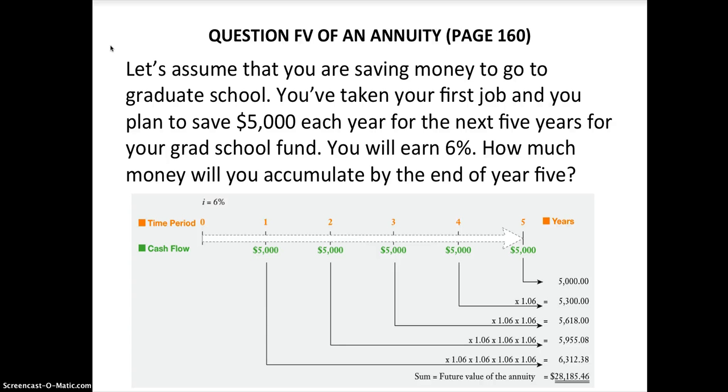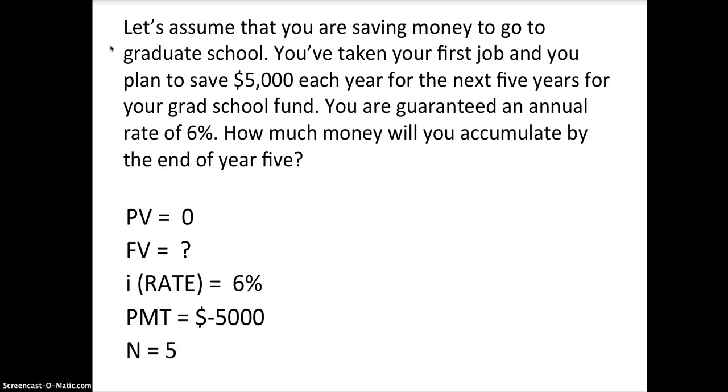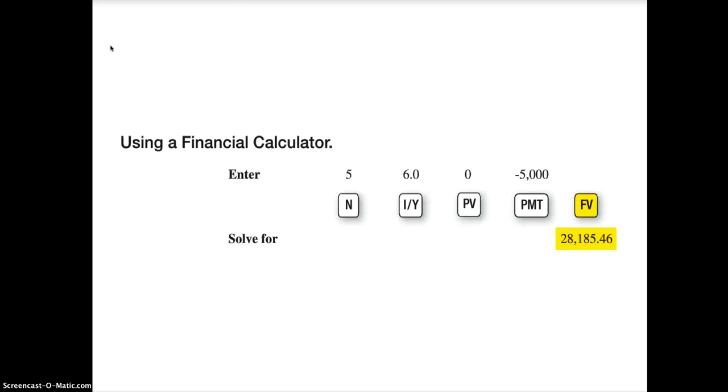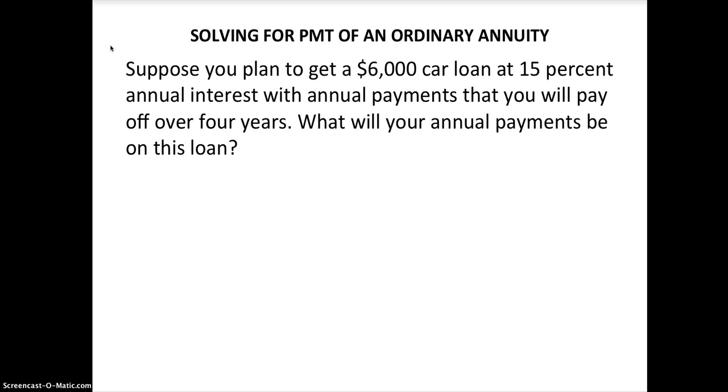And how much $5,000 payments over a 5-year period of time would amount to, and we went through that process and came up with $28,185. Here we're moving on to a different type of ordinary annuity question. Instead of solving for the future value of an annuity, we're solving for the payment. What are the equal payment amounts that we need to make?